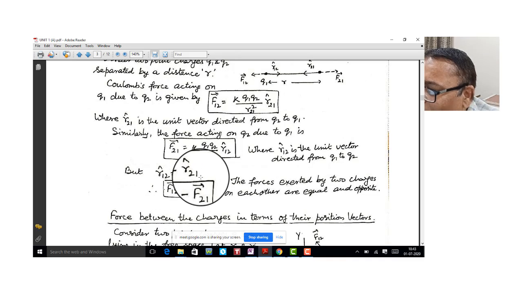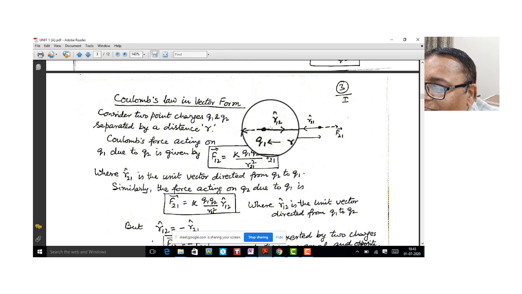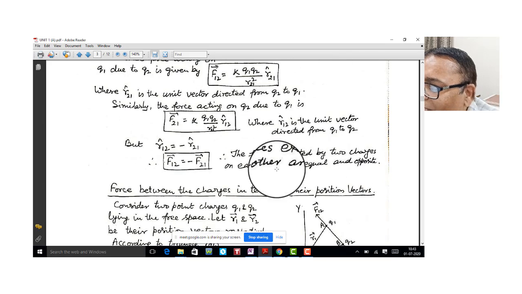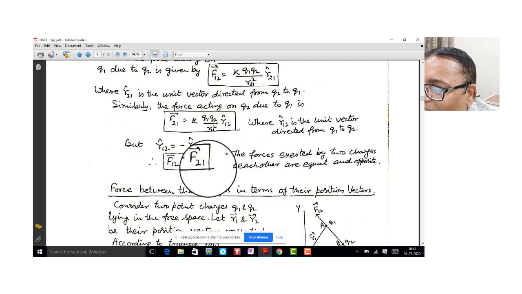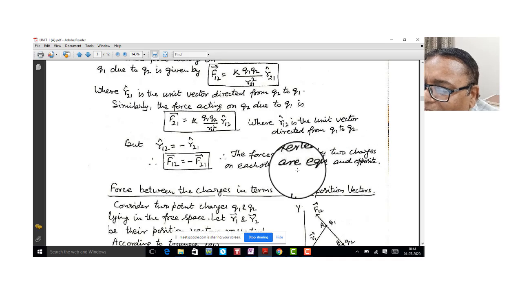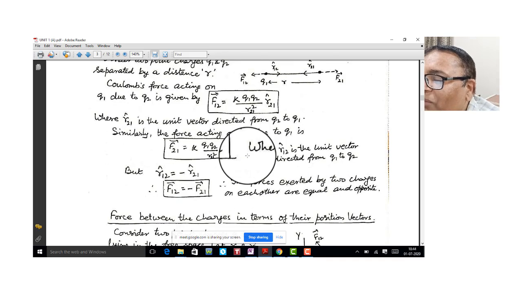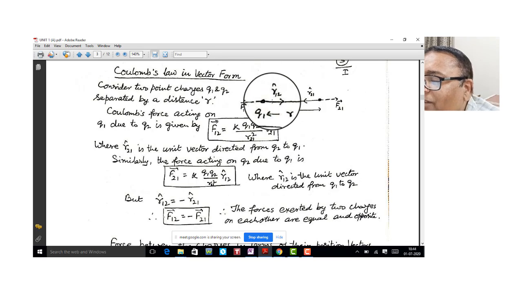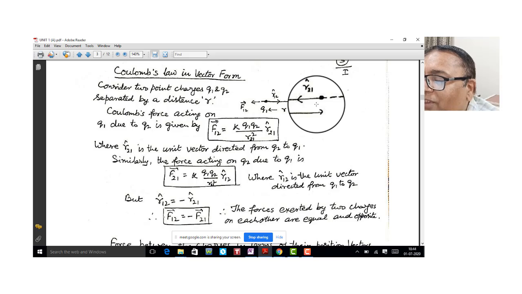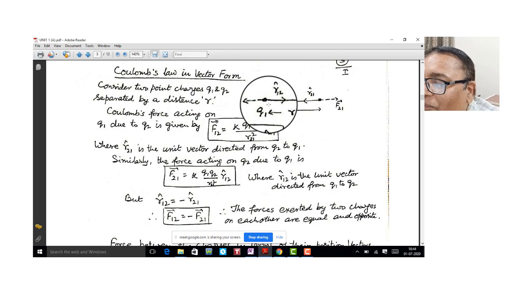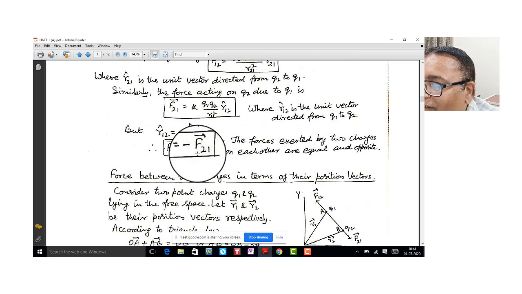R12 is equal to minus R21 because the distance is the same but the direction of these two vectors is opposite. Therefore, this value is minus, and F12 is equal to minus F21, meaning these forces are equal and opposite. For example, in a 1 mark question, suppose this is a 10 microcoulomb charge and this is a 1 microcoulomb charge. Then which charged particle experiences more force? Simple answer: both charged particles experience equal force but in opposite directions. Clear?